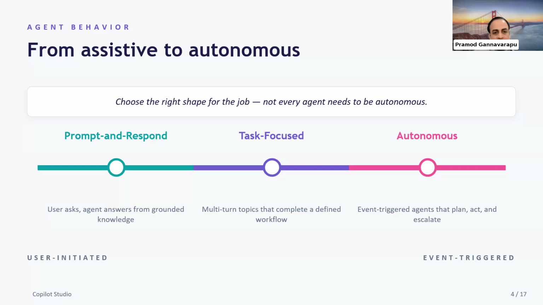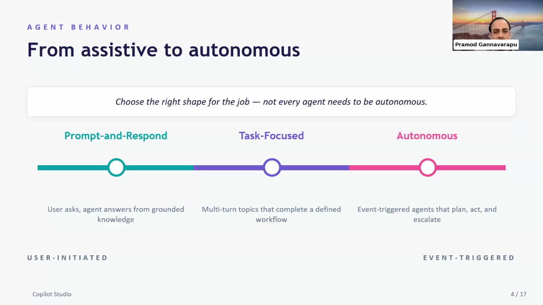A task focused agent is where you also want it to, suppose, create a ticket when something is not available in the knowledge source. So we are defining a task where it can open a ticket in case something is not found in the knowledge source and it is not able to answer.